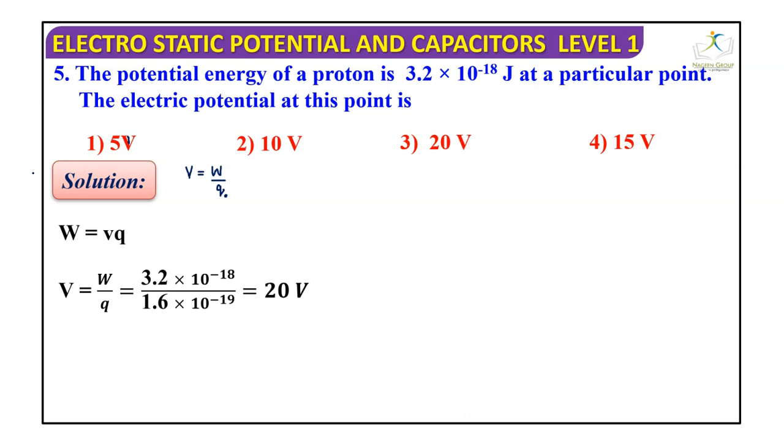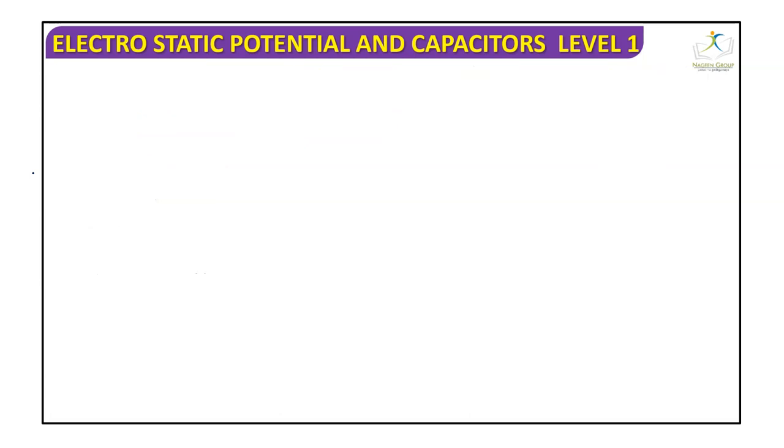The W is given as 3.2 × 10 to the power minus 18. The Q is, we know, 1.6 × 10 to the power minus 19. This is for a proton. After solving, we get 20. According to this, the correct option is option 3.